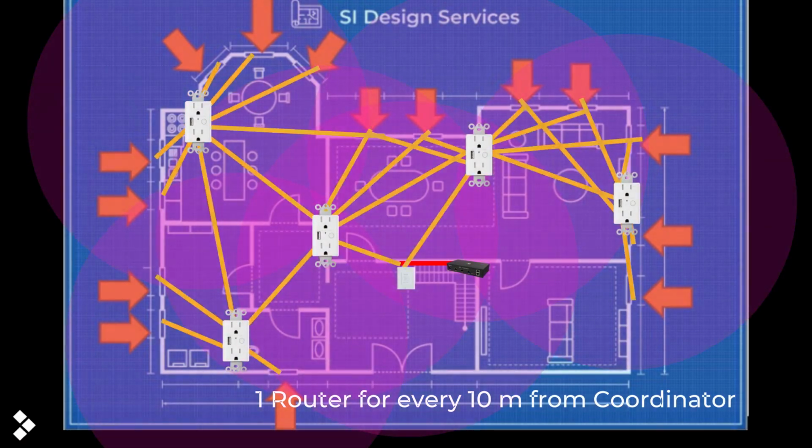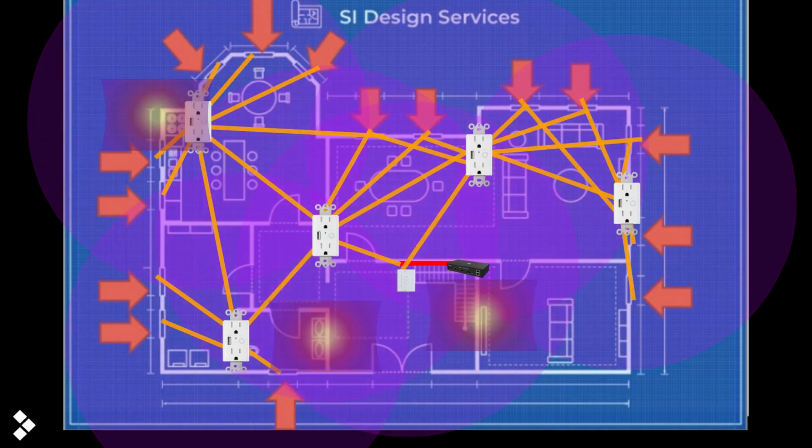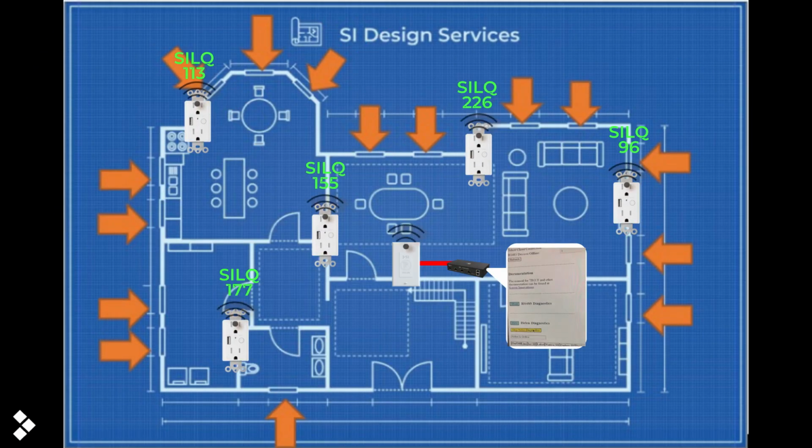Some building construction materials and furnishings can also impede or impact the performance of the wireless mesh. The SI ecosystem provides visibility and tools to adjust the wireless mesh and ensure it's working 100% no matter what kind of construction your project is being installed.